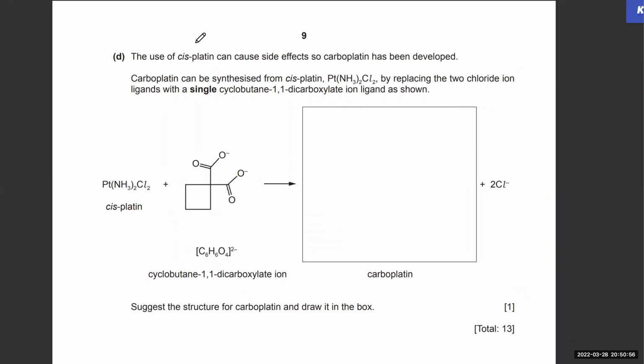So this one is the use of cisplatin. That's the last one. The use of cisplatin can cause side effects. So carboplatin has been developed. Now carboplatin can be synthesized from cisplatin by replacing the two chloride-ion ligands with a single cyclobutane. So here are the lone pairs. I mean, it's negative charge, right? So he's saying that. Now remember, this is cisplatin. So I'll just quickly do this.